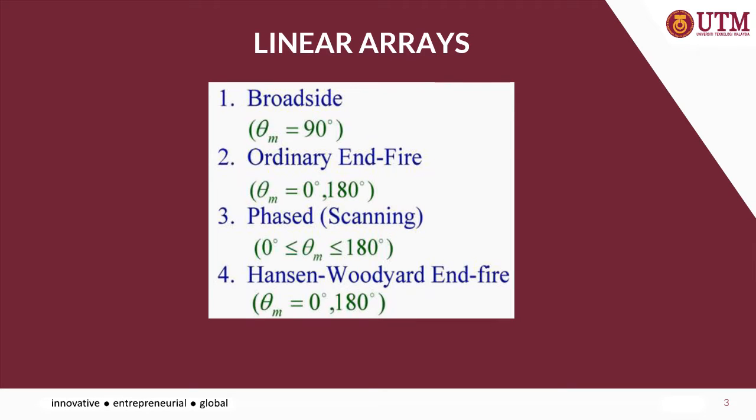Okay, so today we are going to continue with different types of linear array antennas, such as the broadside, ordinary end-fire, Hansen-Woodyard end-fire. But we are going to discuss only the first two, broadside and ordinary end-fire. So the theta angle value stated is basically the intended maximum direction for each type of linear array antenna.